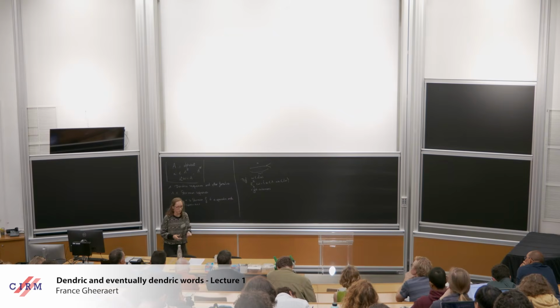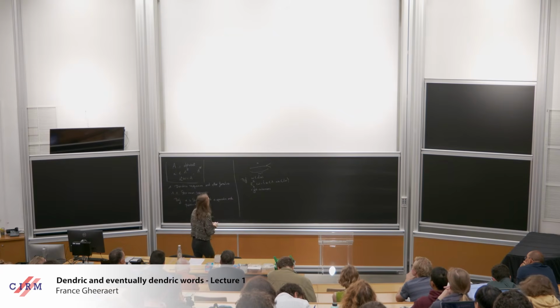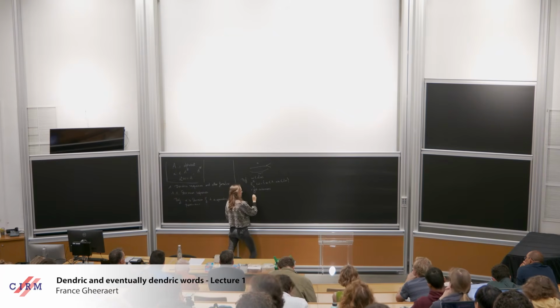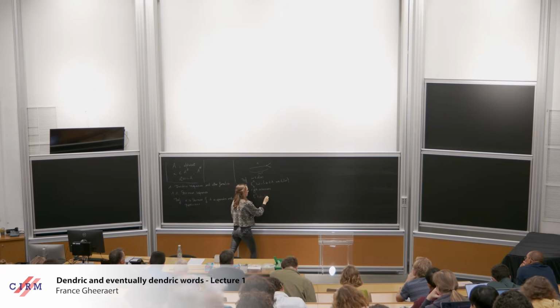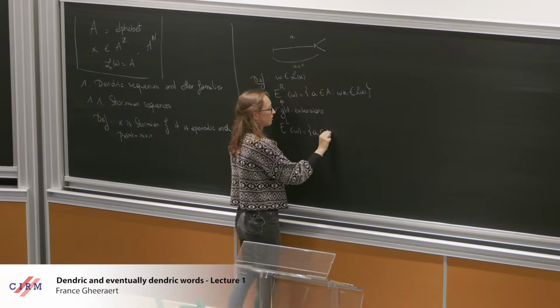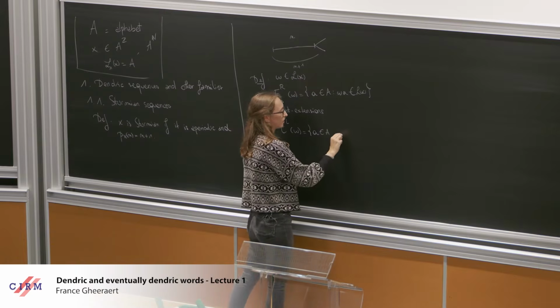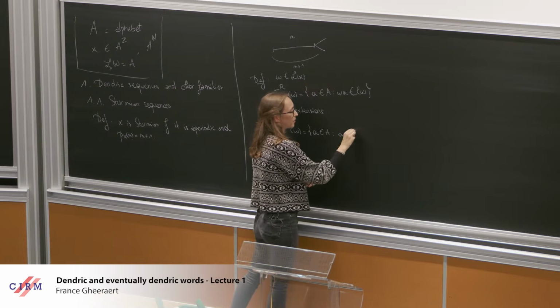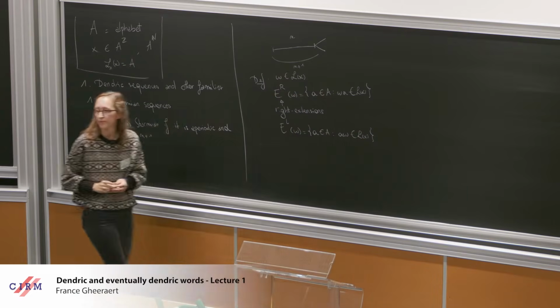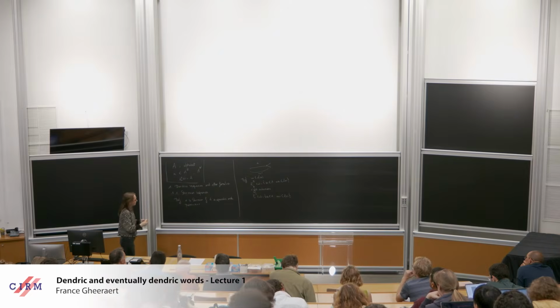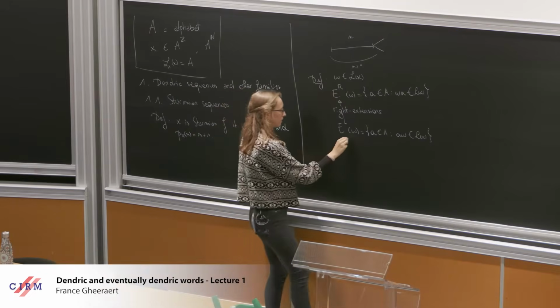And of course, you can also do left extensions. So left extensions would be exactly the same, but on the left. So these are the letters such that they can precede W in my sequence. Okay. So these are the left extensions.